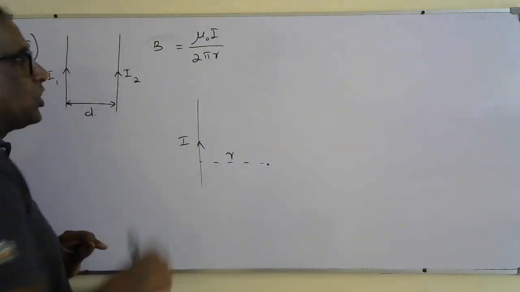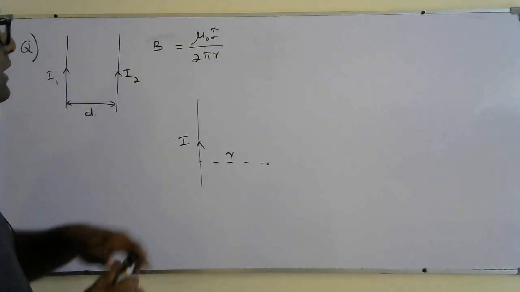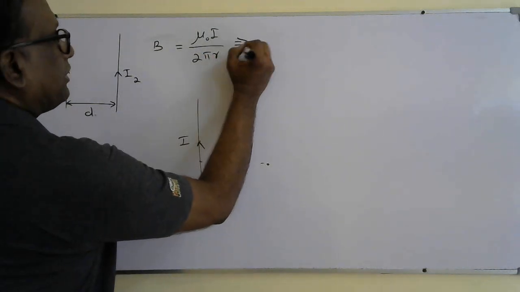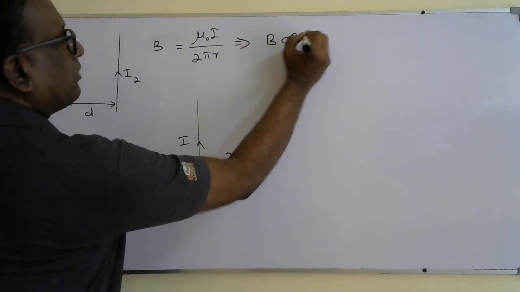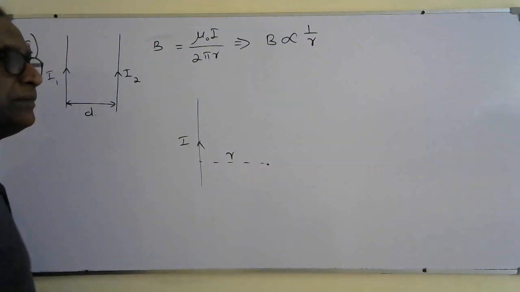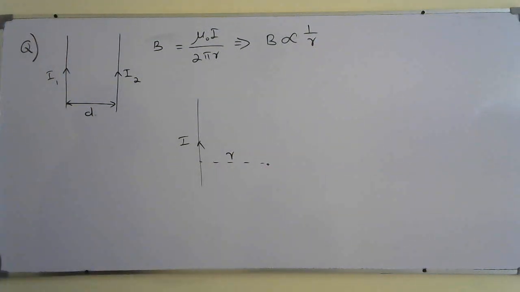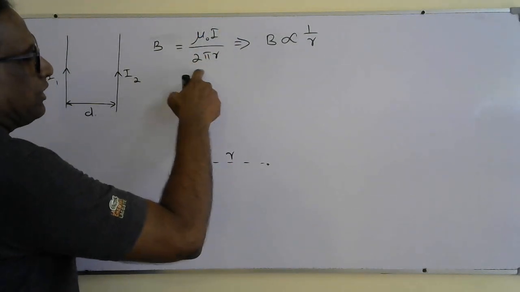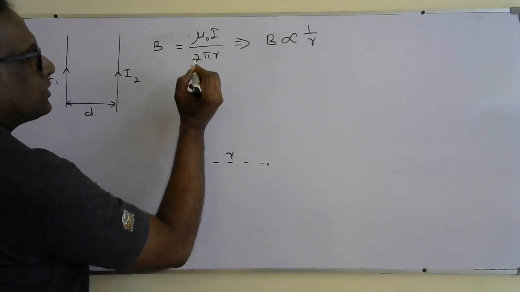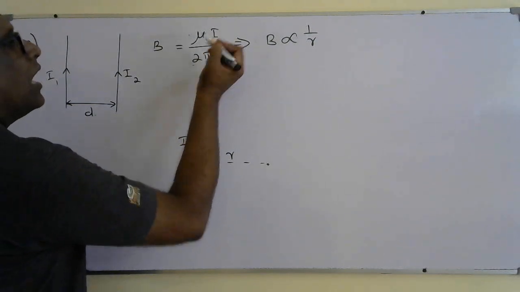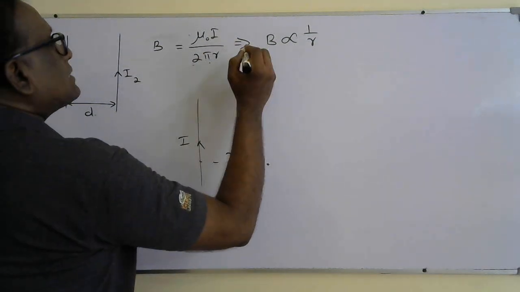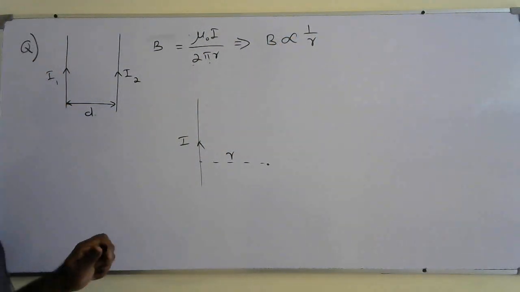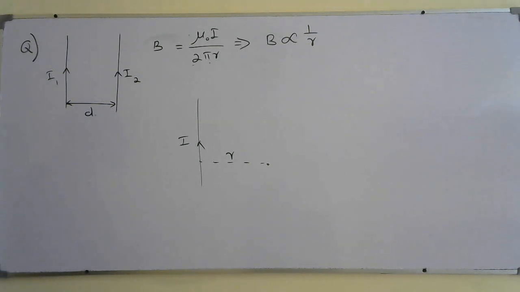Where 2 pi is a constant, if the current is constant, we can say that the magnetic field strength produced by a current carrying wire is inversely proportional to the perpendicular distance from it. So we can say that way. So they can sometimes give the actual equation, or maybe mu naught is constant, 2 pi is constant. They can say B is equal to KI over R. They can say it that way also.